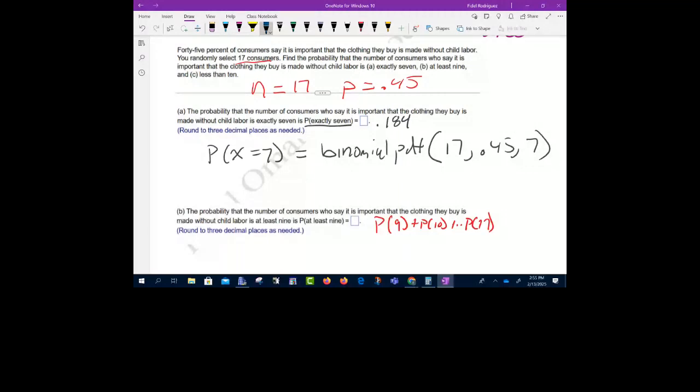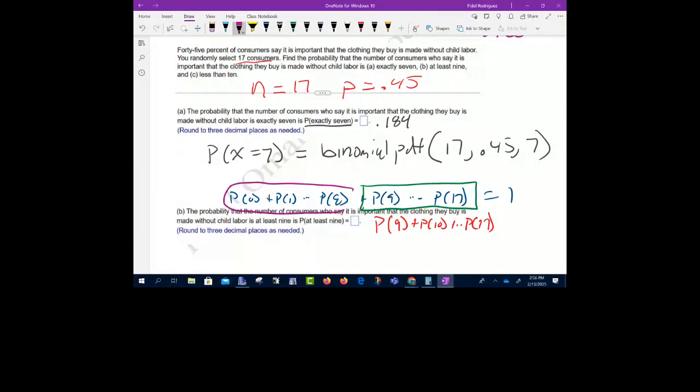But the other thing we can do is we can say, look, if we took the probability of 0 plus the probability of 1 all the way to 8, all the way to 9, all the way to 17, if we added up all those probabilities, we would know that that would be equal to 1. Since we are trying to find from 9 through 17, if we knew what this number was, we could say, well, the way we can find from 9 to 17 is find this number, subtract it from 1, and then we'll get our answer.